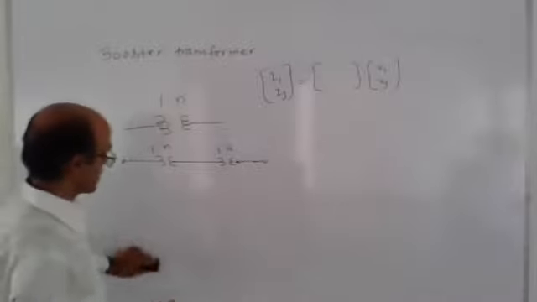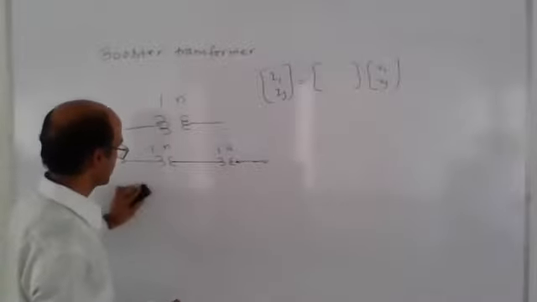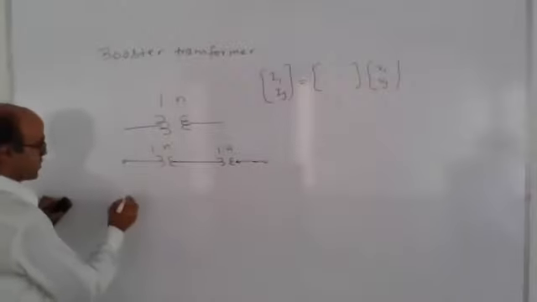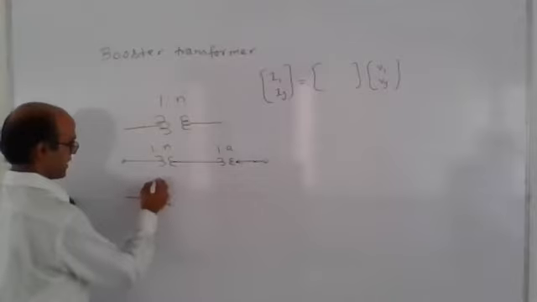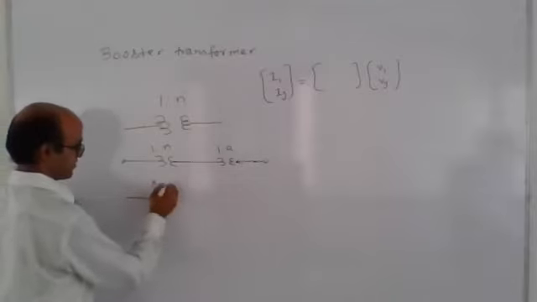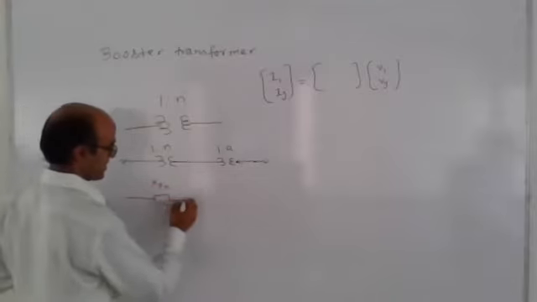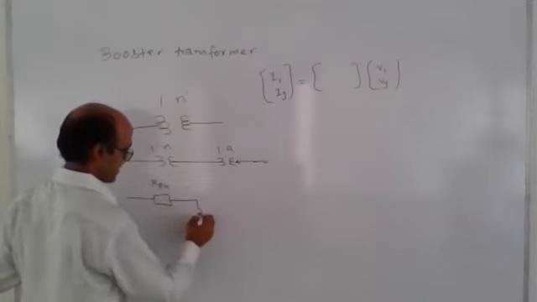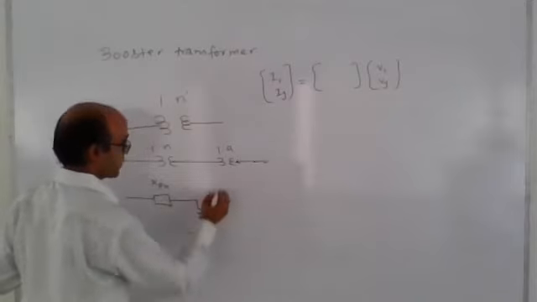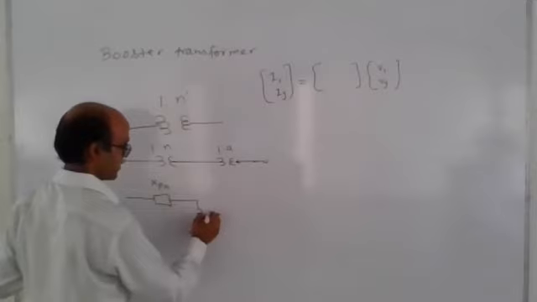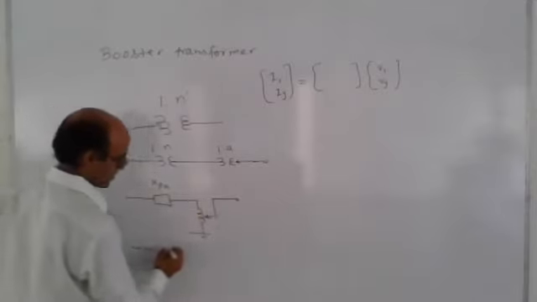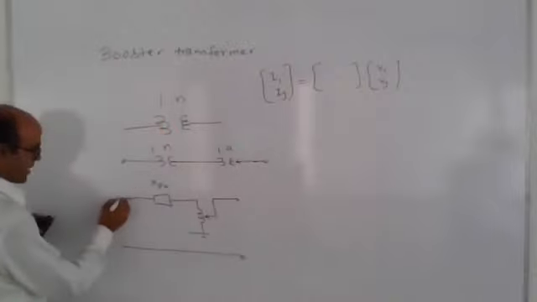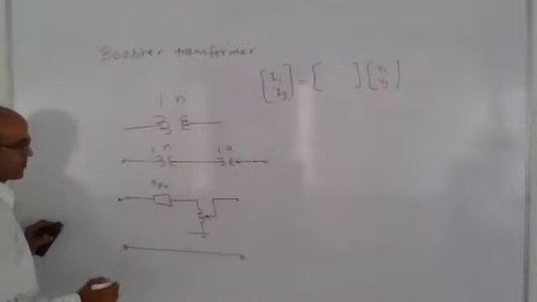So how to represent this transformer? This transformer can be represented by XP or ZP per unit. Then there is another transformer, that is the ideal transformer. So this is the equivalent diagram of this.